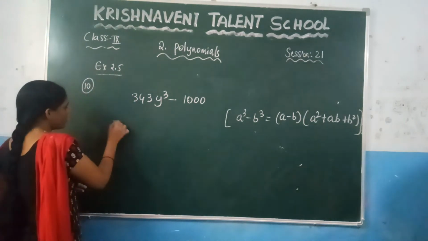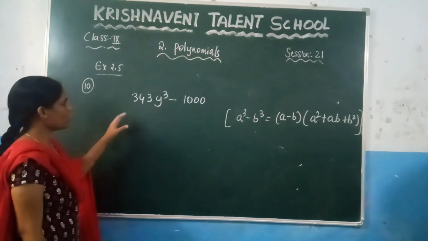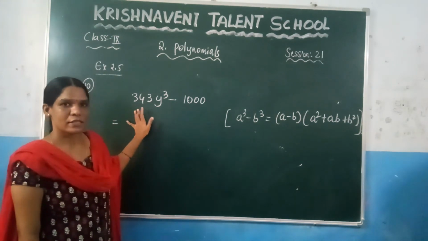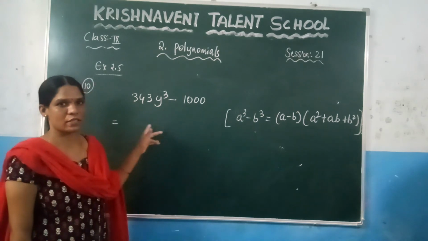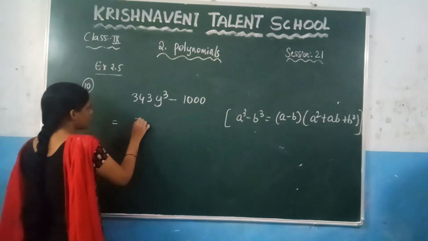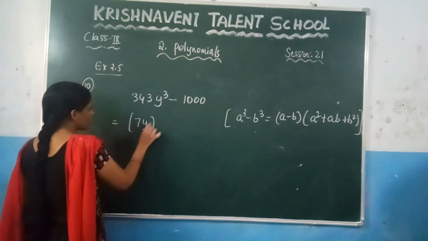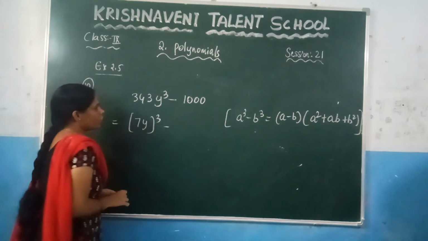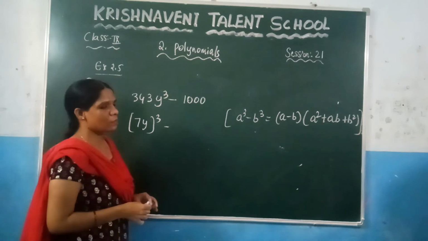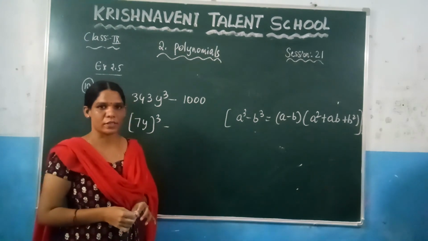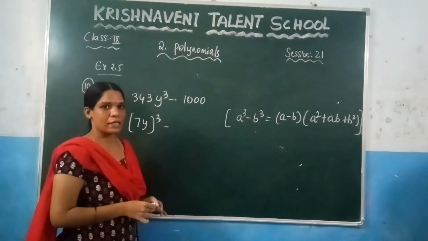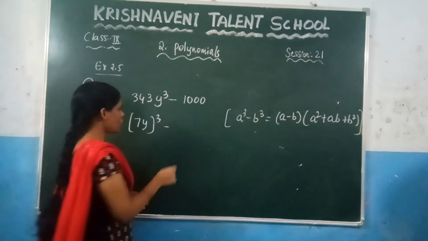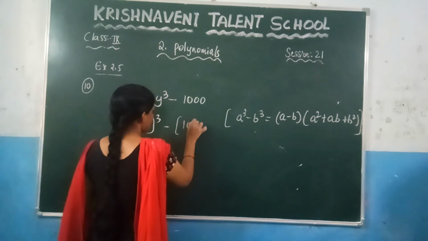So here you need to check which number you need to multiply 3 times so that you will get 343. You know that 7 sevens are 49 and 49 sevens is 343. So you can write this one as 7y whole cube, which is 7 cube is 343 y cube. Now you need to check which number you need to multiply 3 times so that you will get 1000, which is nothing but 10 cube. You know that 10 into 10 is 100 and 100 into 10 gives you 1000. So you can write this one as 10 cube.